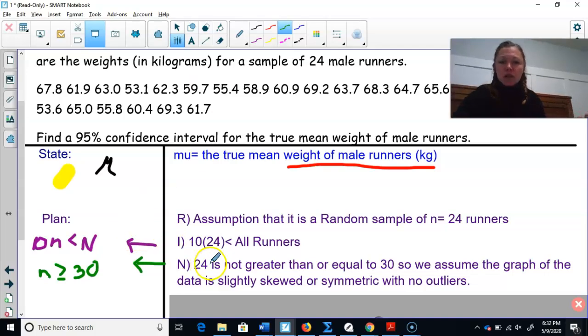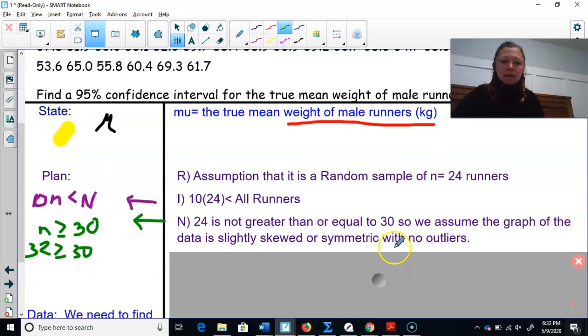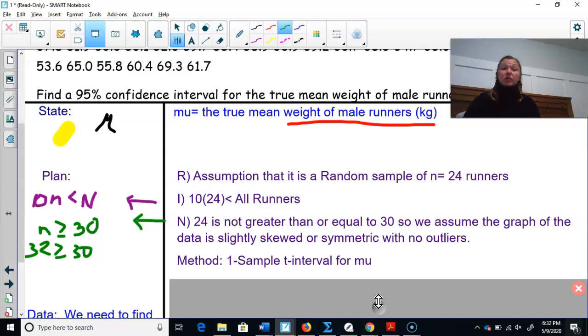So we would just go on to state, well, 24 is not greater than or equal to 30. So we assume the graph of the data is slightly skewed, which would be okay, or symmetric, and it has to have no outliers. If n is greater than or equal to 30, you would just state it. So if, let's say it was 32, you would say 32 is greater than or equal to 30. We're good to go. We don't need to state anything about the graph then. And then finally, with the plan is our method. We're doing a one sample t interval for mu. So that's what you need to know today.